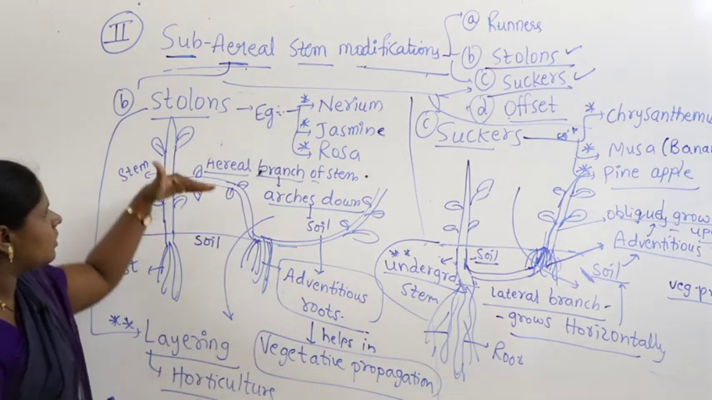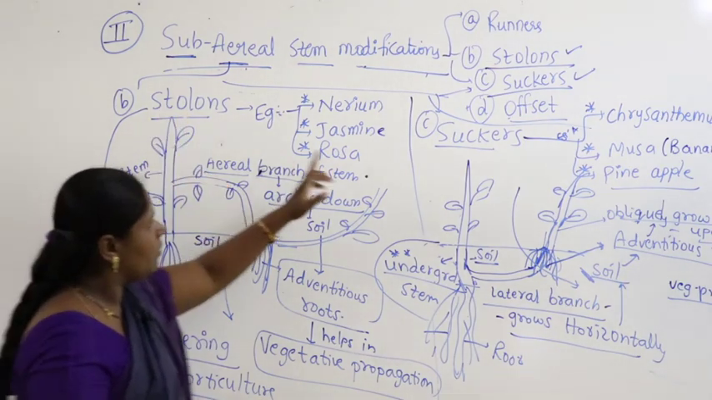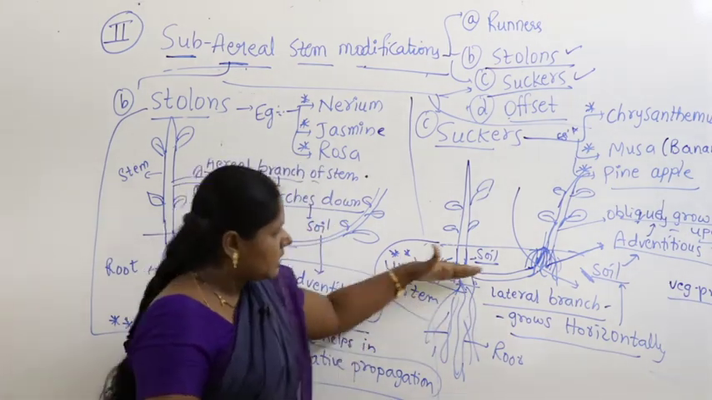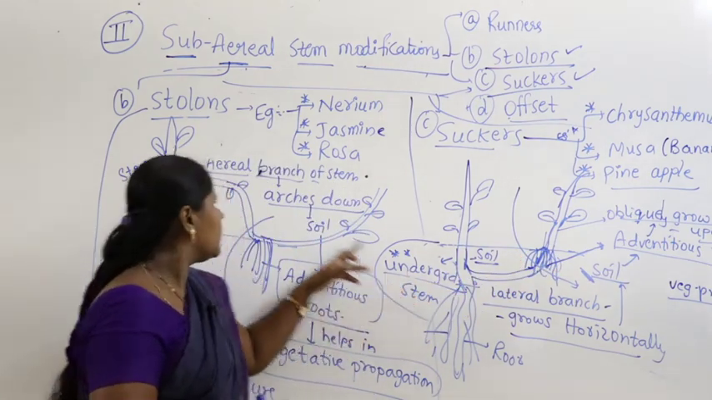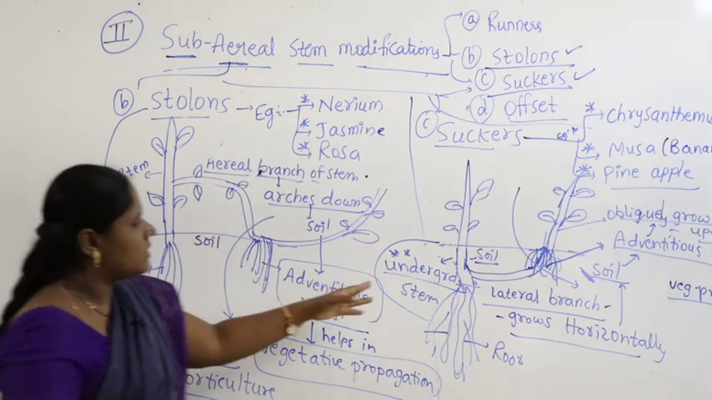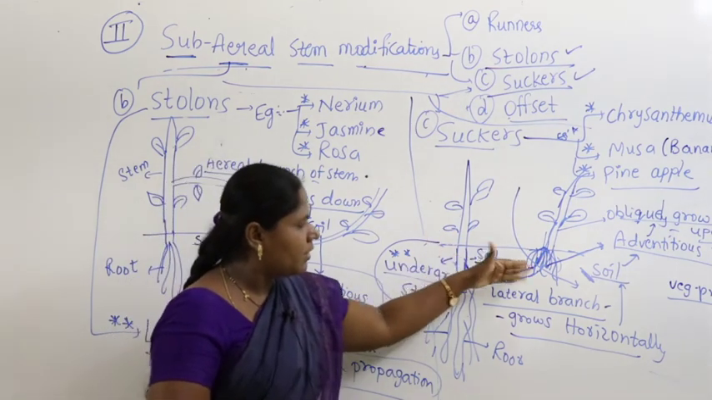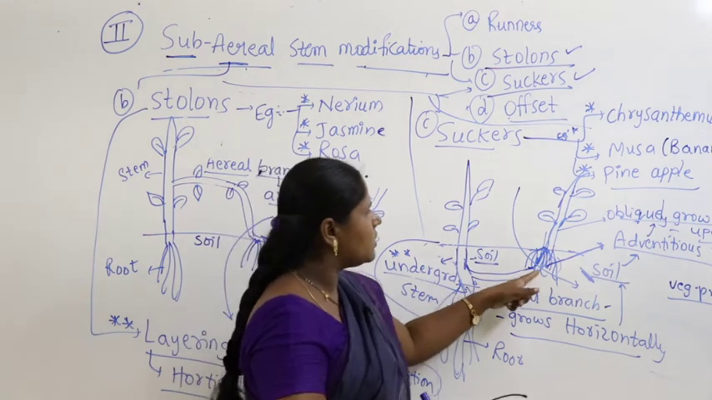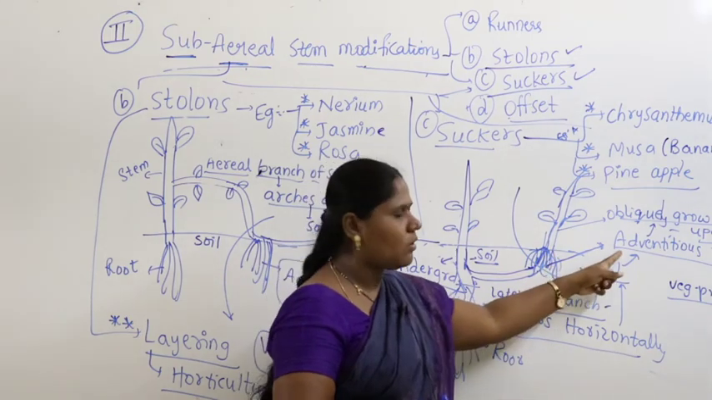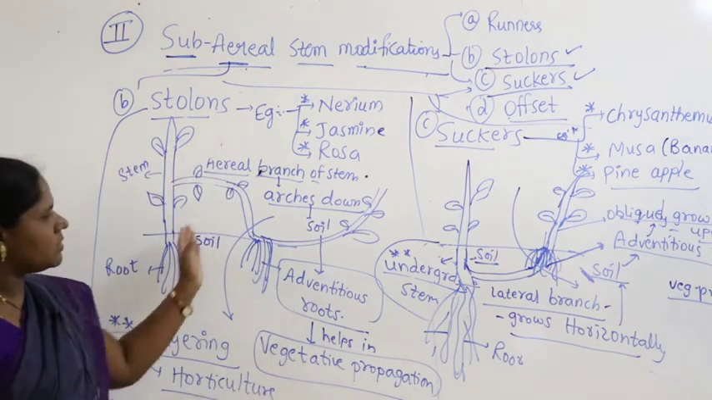So what you understood here is this is an aerial branch of the stem. What do you call this? This is a stolon. Coming to the sucker, this is a lateral branch of the underground stem. In the stolon, it is an aerial branch of an aerial stem. But this is a lateral branch of an underground stem. In the soil, it grows laterally and then obliquely upward. When it comes in contact with the soil, it forms adventitious roots and helps in vegetative propagation. In both cases it helps in vegetative propagation.